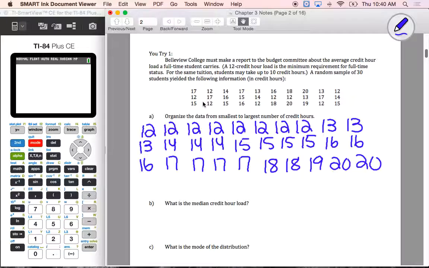Now they want to know what is the median credit hour load. So we had 30 numbers here. Well, you should know that half of 30 is 15. So you want to go 15 from the left and 15 from the right and see where you end up. Well, my 2 15s here are both 15 from the left, 15 from the right. So that means my median is going to be 15 plus 15 divided by 2. Hopefully you realize it's the same number, so if I divide by 2, I'm going to get the same number again.